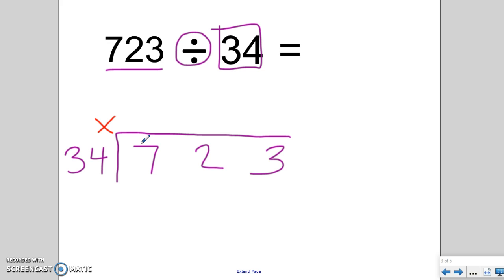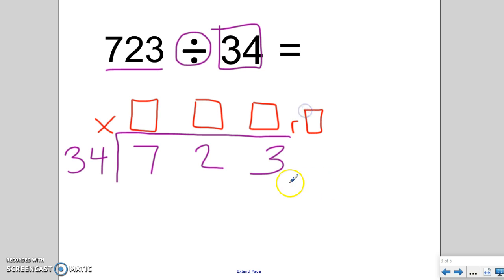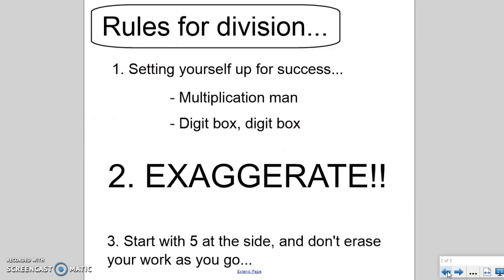I call that digit box. Digit, put a box above it. Digit, put a box above it. Digit, put a box above it. And then we want to create a part in our template for where the remainder is going to go. So again, I call this digit box, digit box, digit box, remainder box. Okay? All right, last thing, and that was called start with 5 at the side and don't erase your work as you go.